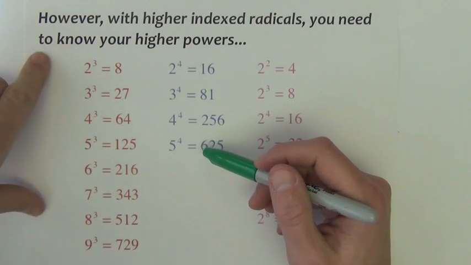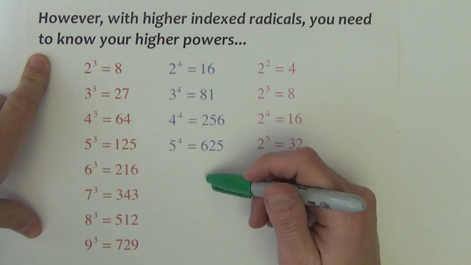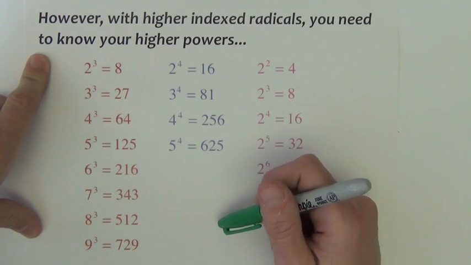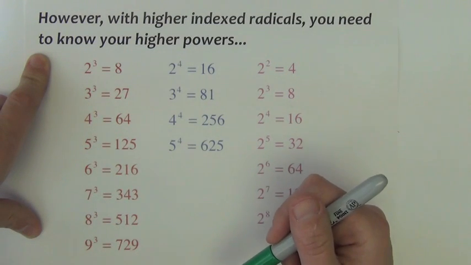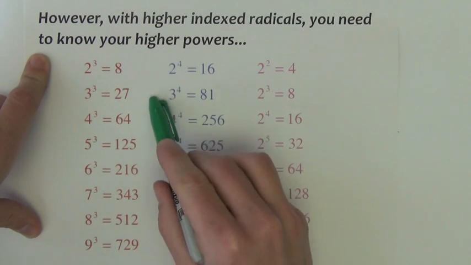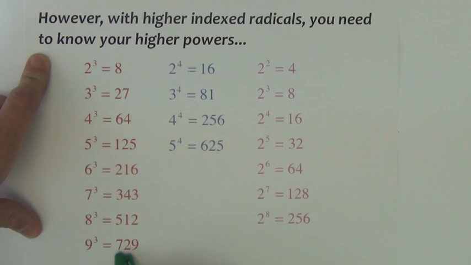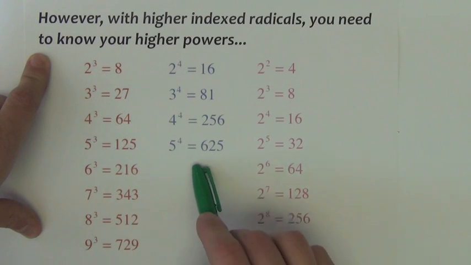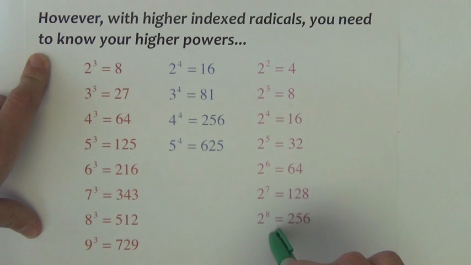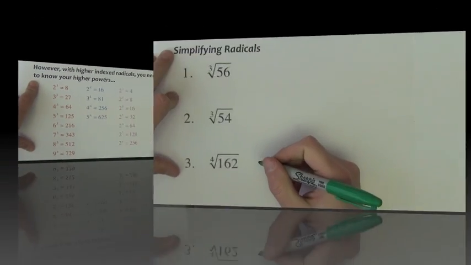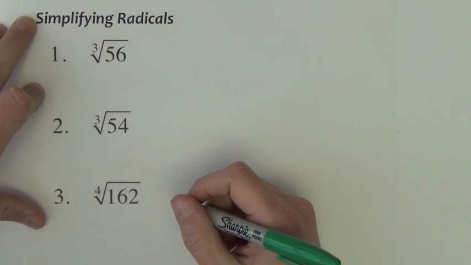Now, when simplifying radicals that have higher indexes than square root, so for instance cube root, fourth root, fifth root, sixth root, it's helpful to know some higher powers of numbers. So here's a list in your notes of perfect cubes 2 through 9. It's just good to have memorized. Then a list of some fourth powered numbers, and a list of powers of 2, the ones that show up the most often that would probably be beneficial to know.